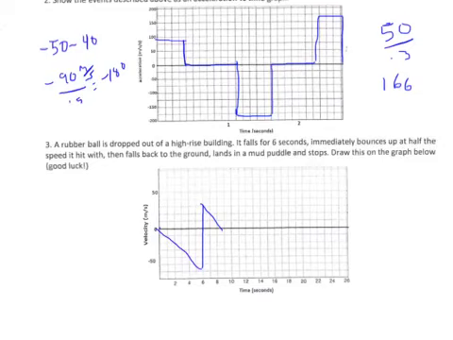Let's see if I can draw it right. 1, 2, 3. Am I at negative 30? I think I'm at negative 30, yes. I'm at the 12-second mark, great. Now what happened to it now? It hit a puddle and it stopped, so its velocity is going to go to 0.